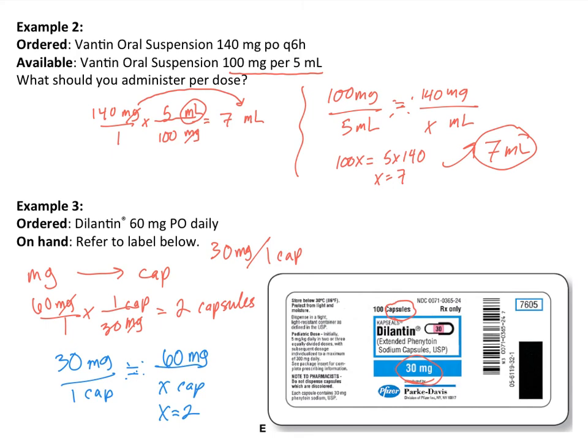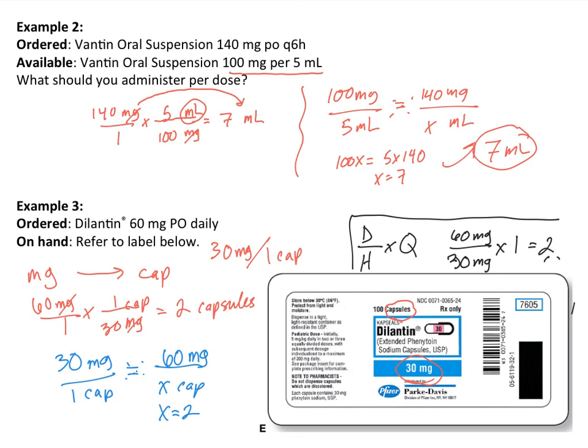I will also do this over here with the formula: the desired, what I want the patient to receive, divided by what I have available, times the quantity. The desired amount is the order. The desired amount is 60 milligrams, but what's available to me are 30 milligram capsules, and that 30 milligrams is contained in one capsule. So once again, you'll get 2.